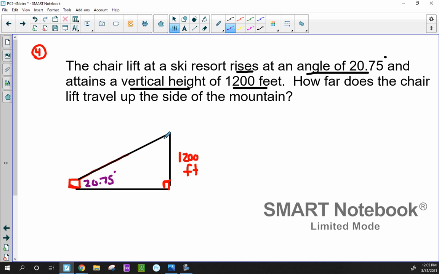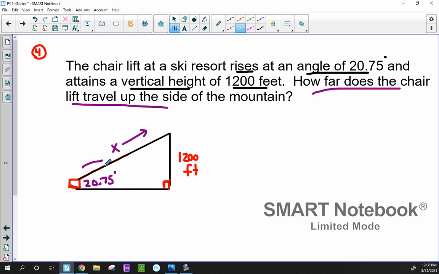If you put it up here, you're telling me the chairlift's already at the top of the mountain. So be careful, because the way you draw your picture is extremely important. Drawing it incorrectly will definitely give you the wrong answer. It does say the chairlift at a ski resort rises, so it's on the ground, moving up the side of the mountain. The question is, how far does the chairlift travel? So we're looking for this distance. We're not looking at the distance between the chair and the ground here. We're looking at how far it travels up the side of the mountain.